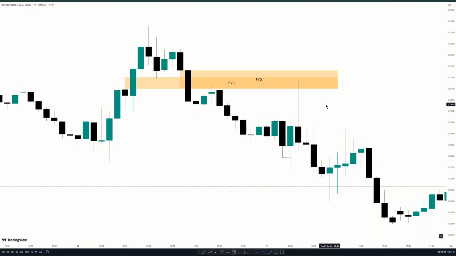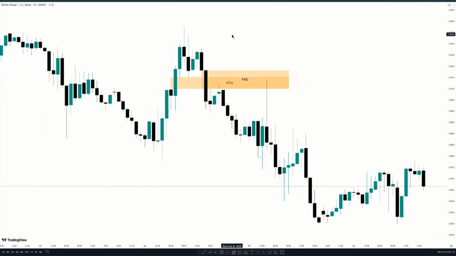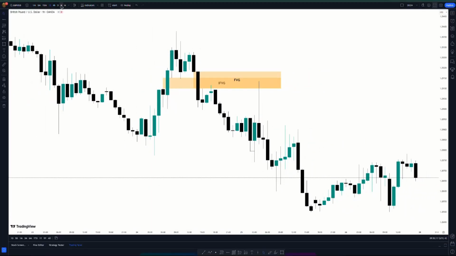So you are not just identifying these fair value gaps. You also have to pair them with market direction, liquidity sweeps, and higher time frame bias. You have to make sure you pair it with higher time frame bias. And by bias, mostly I mean the daily. You should try to pair it with the daily bias. The daily bias is going to make a lot more difference in your trade.